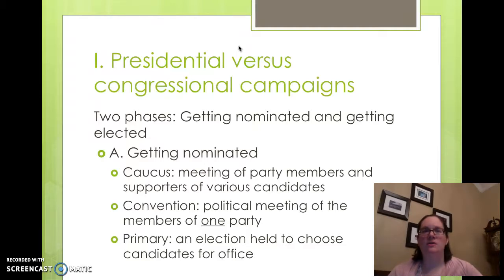The Democrats had theirs in Philadelphia. The Republicans had theirs in Cleveland. It's very public. It's open to politicians, perhaps celebrities, and definitely delegates and superdelegates.